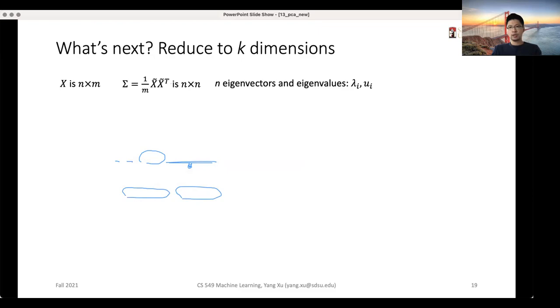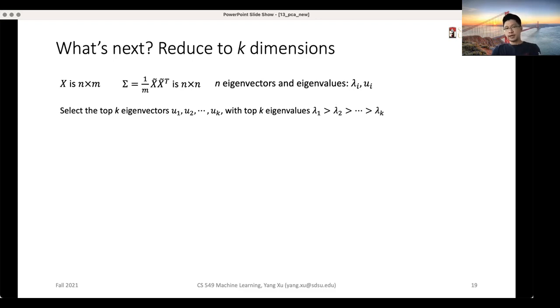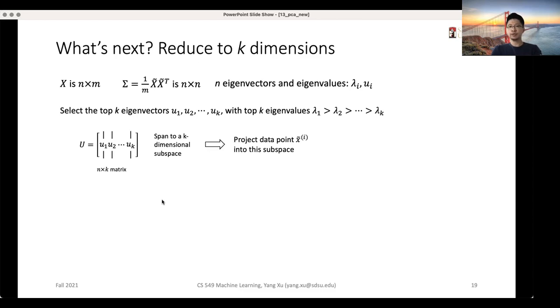And what's next would be an easy task. After we have solved all the n eigenvalues and eigenvectors, we can select, say, the top k eigenvectors from u1 to uk. We stack all the k eigenvectors, and it will be an n by k matrix. That new matrix will be the basis for our dimension reduction. It's a k-dimensional subspace, which means we can project the data points into this subspace with this multiplication. If we use U transpose times X, then X will be projected to a low dimensional space.